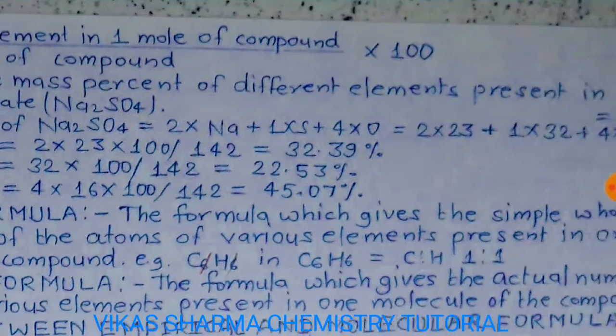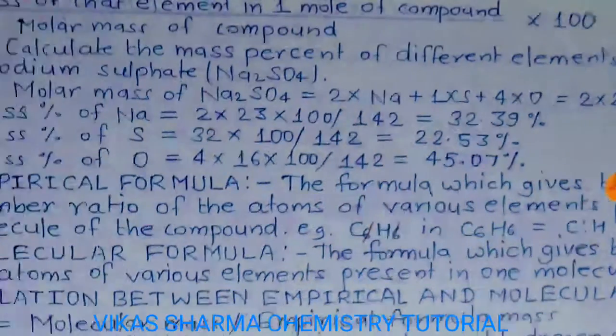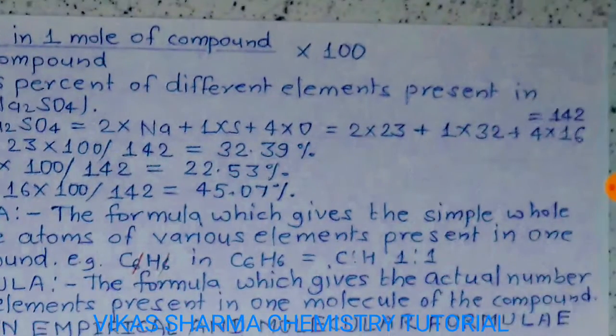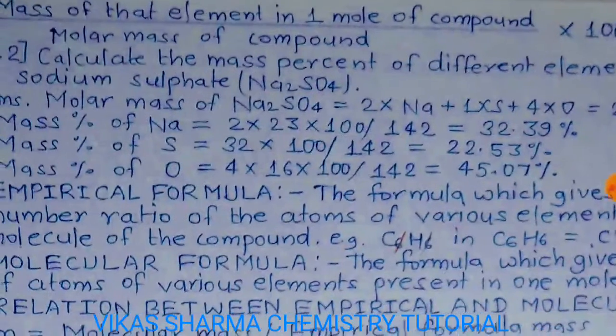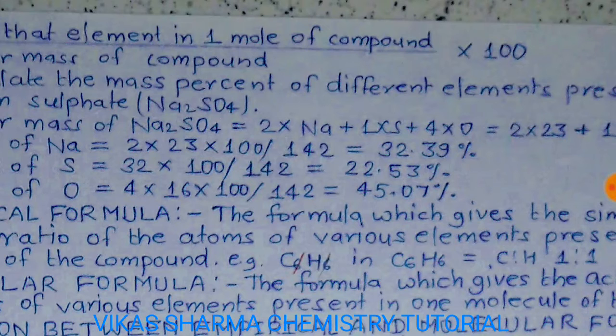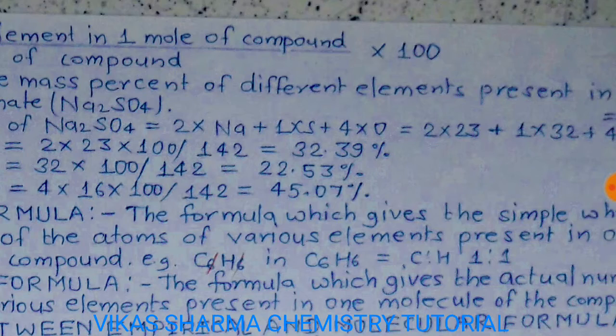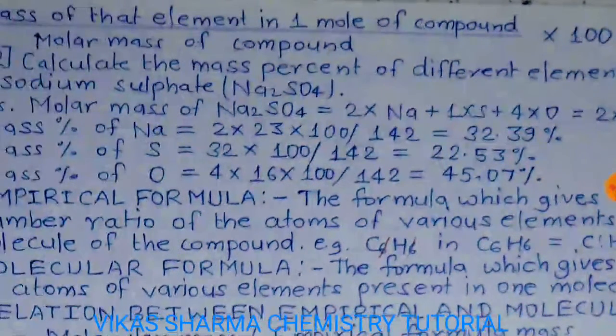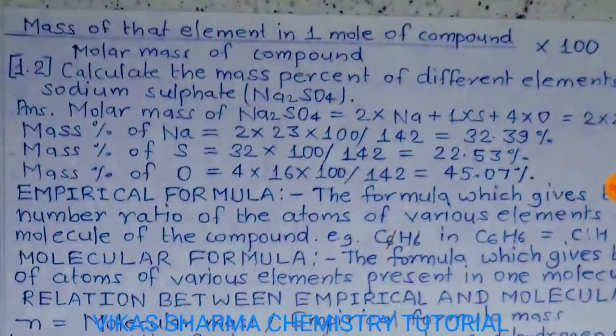The formula which gives the simple whole number ratio of the atoms of various elements present in one molecule of the compound. Example, benzene C6H6. So carbon has 6 atoms and hydrogen is similar. So the empirical formula is C to H equal to 1 to 1, means carbon is similar to hydrogen.